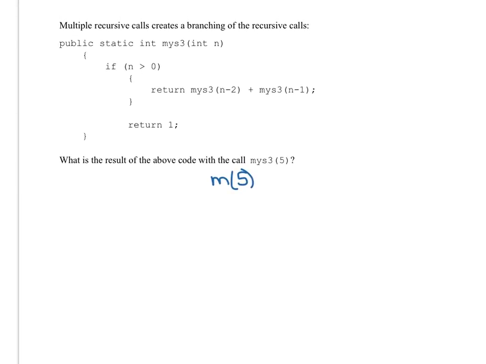So mystery 5, n is 5, 5 is greater than 0. What it does is it does this one first. It doesn't do what comes second.